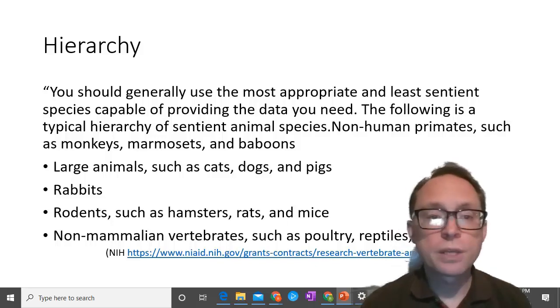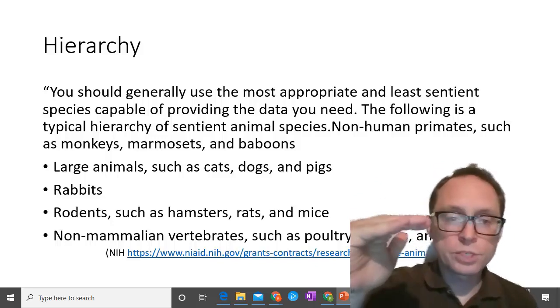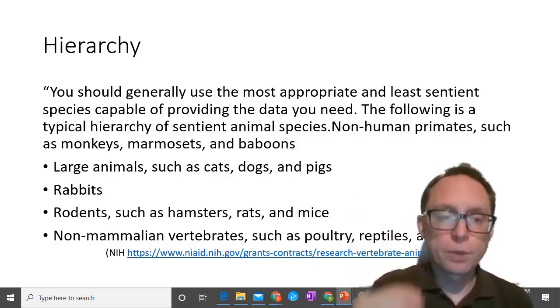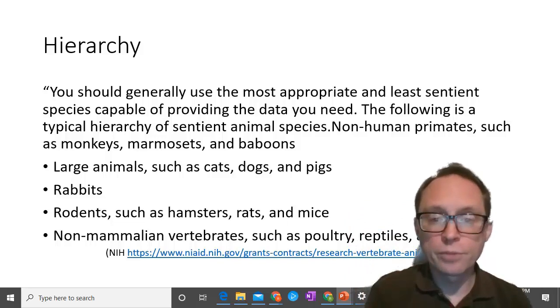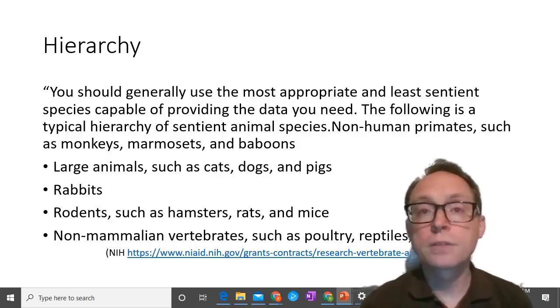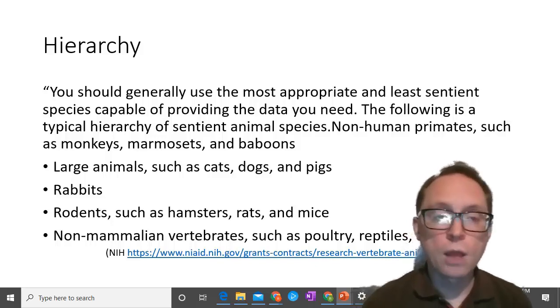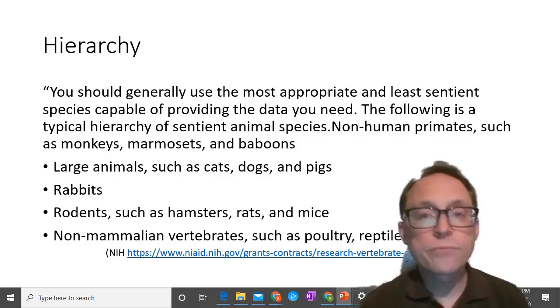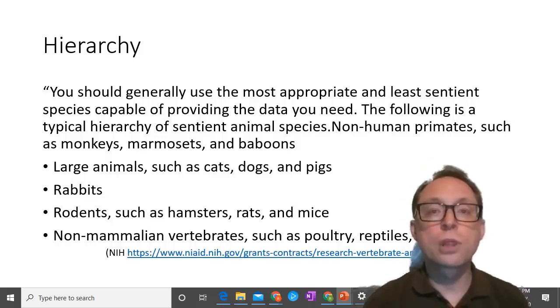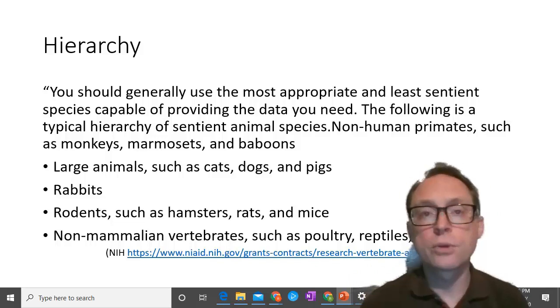Non-human primates such as monkeys, marmosets, and baboons are at the top of the list. Then large animals such as cats, dogs, and pigs, then rabbits, then rodents, then non-mammalian vertebrates such as poultry, reptiles, fish. And if you remember, anything under that is not an actual animal according to the law. And so what this is saying is that if you're doing your research, you should use the lowest animal on the list. And so lowest, in this case, means lowest sentient.